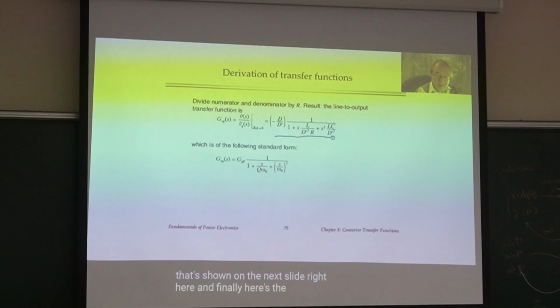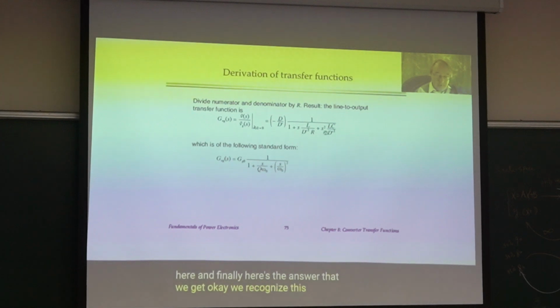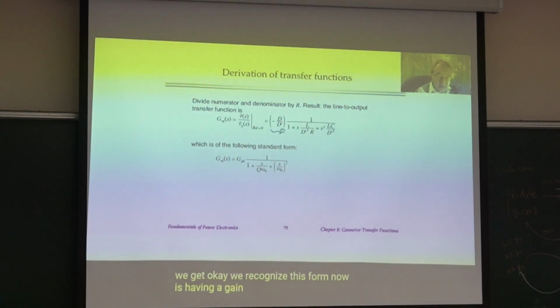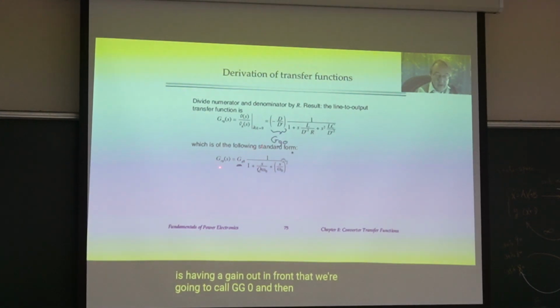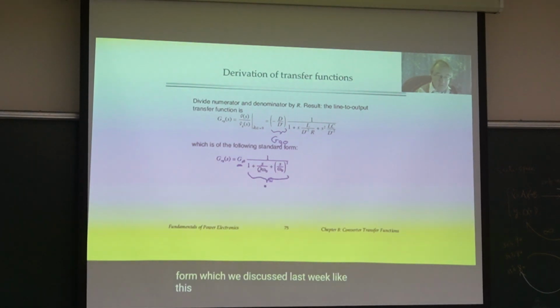We can simplify right here. Finally, here's the answer. So this is a second order low pass filter. We recognize this form as having a gain out in front, or the dc gain, what we call G0. And then it has a quadratic denominator. So we write the denominator in the standard quadratic form, which we discussed last week, like this.